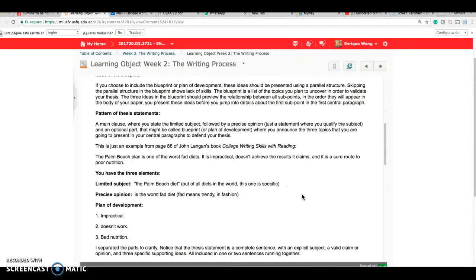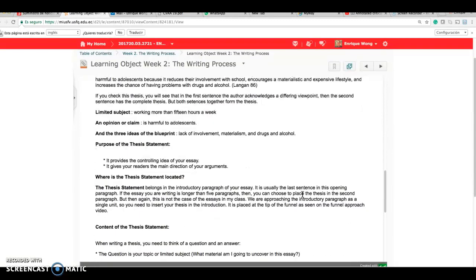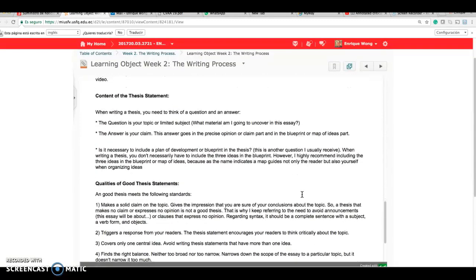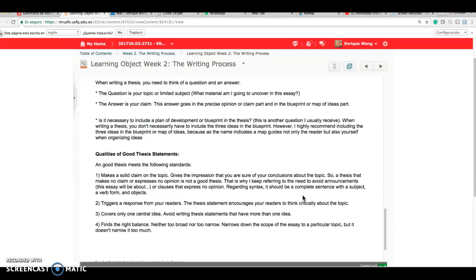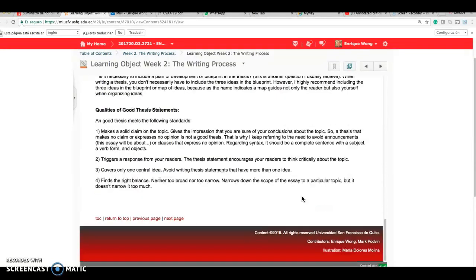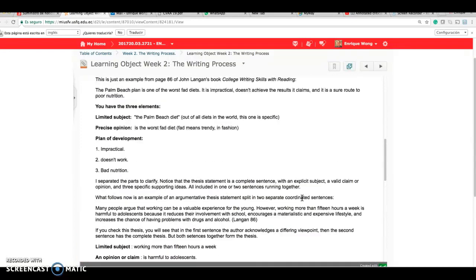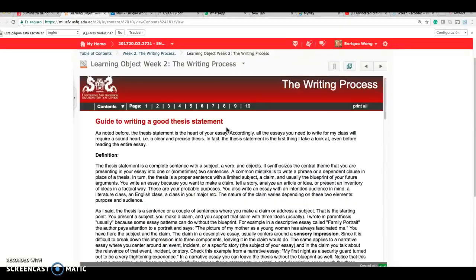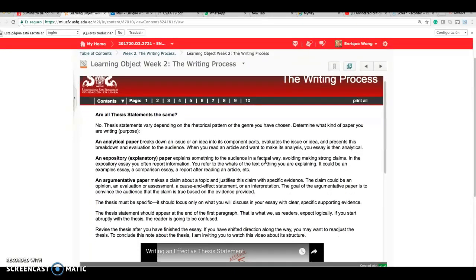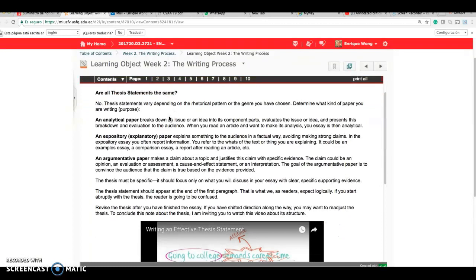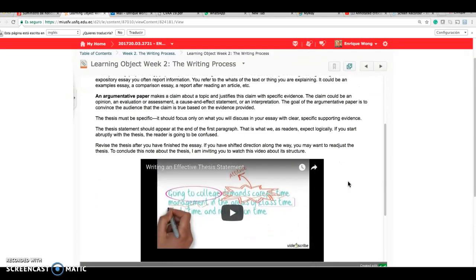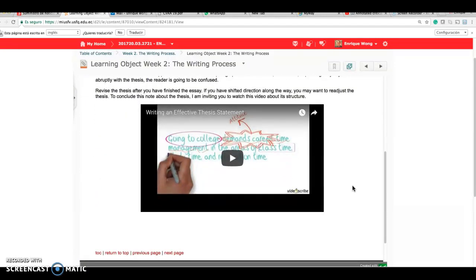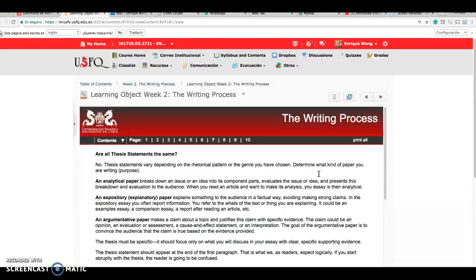Here you have the pattern of the thesis statement, the difference between thesis statement for an analytical essay, an argumentative essay, a narrative essay. So it's crucial that you come and study this information early in the week. Then on page 7, you have more information about what I mentioned: the analytical thesis, the expository thesis, the argumentative thesis, and then a very clear video on thesis statements.